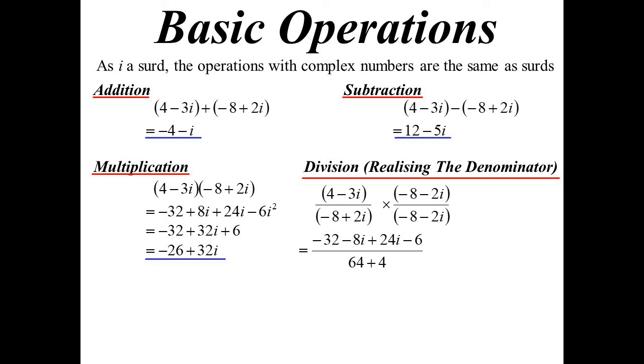Bottom of the fraction, difference of 2 squares, but of course it becomes the sum of 2 squares because of the i squared. So on the bottom I get 64 plus 4. And there's my answer, minus 19 on 34 plus 8 on 34i. So all things we already know how to do. The only thing we've got to be careful with is that i squared is minus 1.